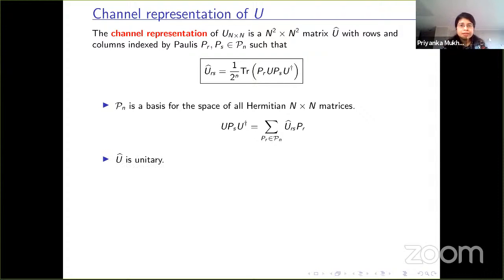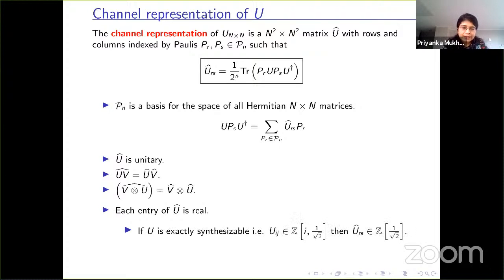And if U is unitary, its channel representation is unitary. It respects the multiplicative rule as well as the tensor product rule. That means the channel representation of the product of unitaries is equal to the product of the channel representations of the unitaries, and the channel representation of the tensor product of unitaries is equal to the tensor product of the channel representations of the unitaries. And each entry of this channel representation is real.